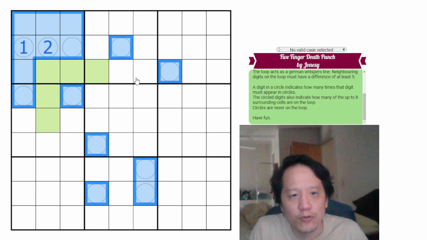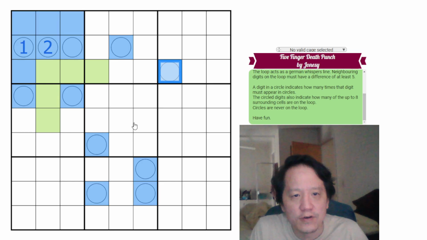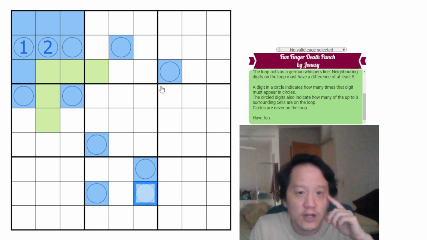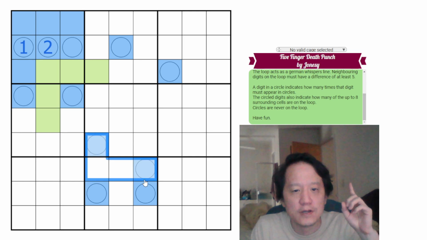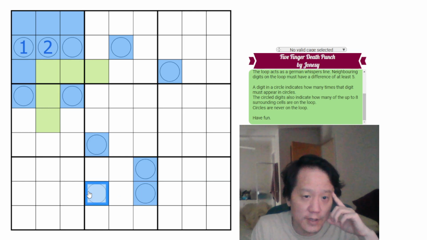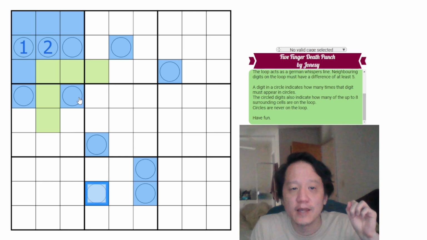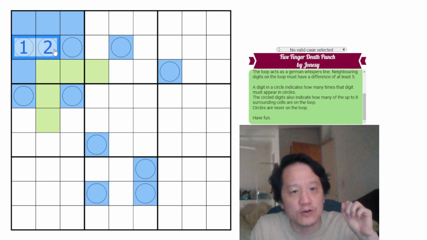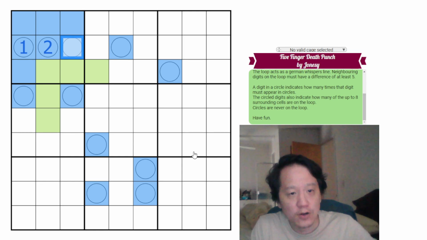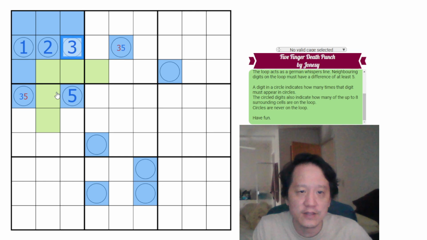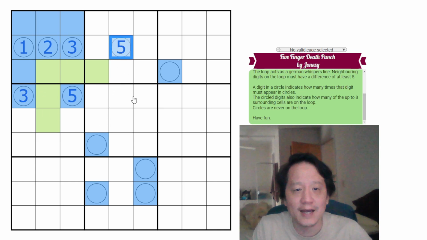Also, let's count how many circles we have. 1, 2, 3, 4, 5, 6, 7, 8, 9, 10, 11. So there's 11. And it would either be 1, 2, and 8, or it has to be 1, 2, 3, 5. It cannot be 1, 2, and 8 because there are four specific unique digits from this. So this has to be 1, 2, 3, and 5. So this is 3 or 5. This has to be 5 here. So this is 5, this is 3. This is 3, so this has to be 5.